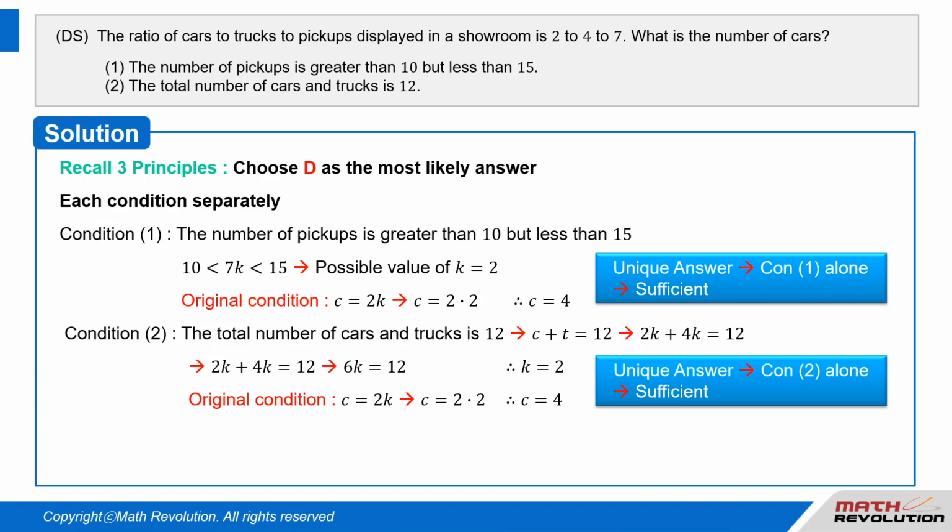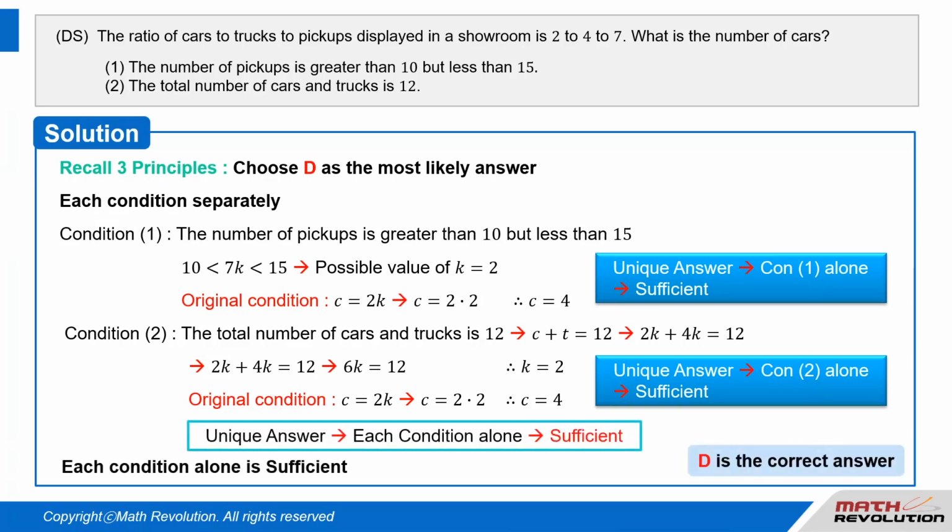Ratio questions become very easy when you use this approach. Remember, you don't have to go through this process in the actual exam. Just go for the answer D right away. Each condition alone is sufficient. So D is the correct answer. Answer D.